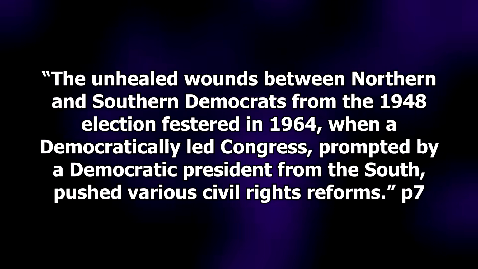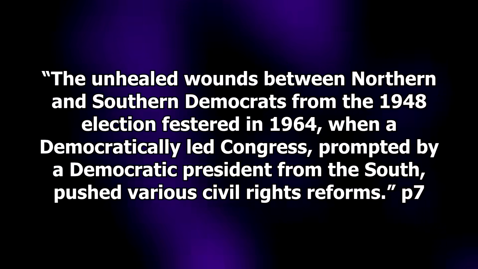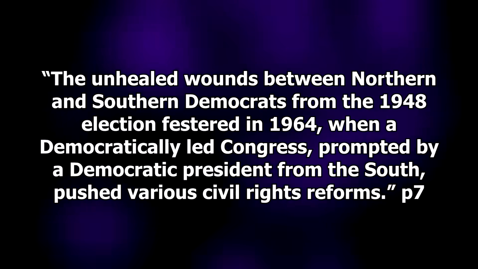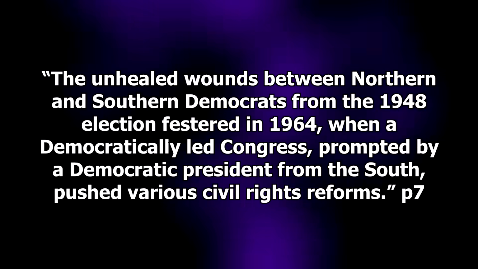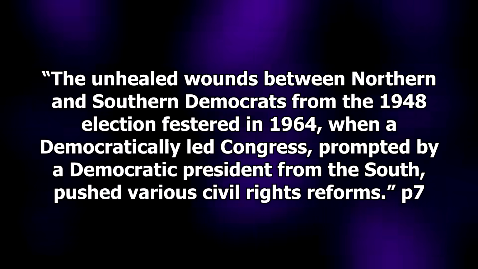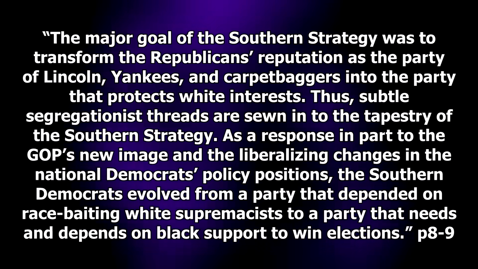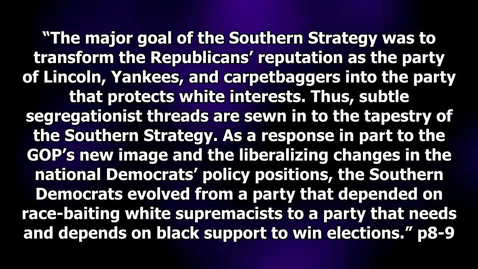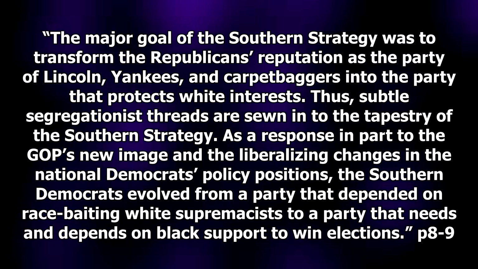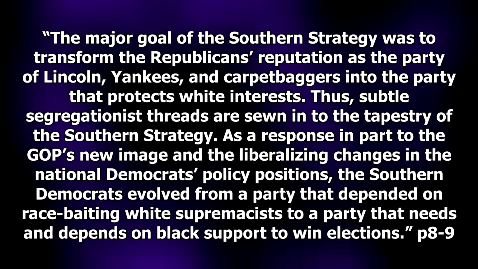However, this Southern image of the Republican Party would soon transform into one more appealing to Southern whites. Beginning in 1962, the Southern Republicans began to openly accept a number of segregationist candidates under the party umbrella. The unhealed wounds between Northern and Southern Democrats from the 1948 election festered in 1964, when a Democratic-led Congress, prompted by a Democratic president from the South, pushed various civil rights reforms. The major goal of the Southern Strategy was to transform the Republicans' reputation as the party of Lincoln, Yankees, and carpetbaggers into the party that protects white interests. Thus, subtle segregationist threads are sewn into the tapestry of the Southern Strategy.